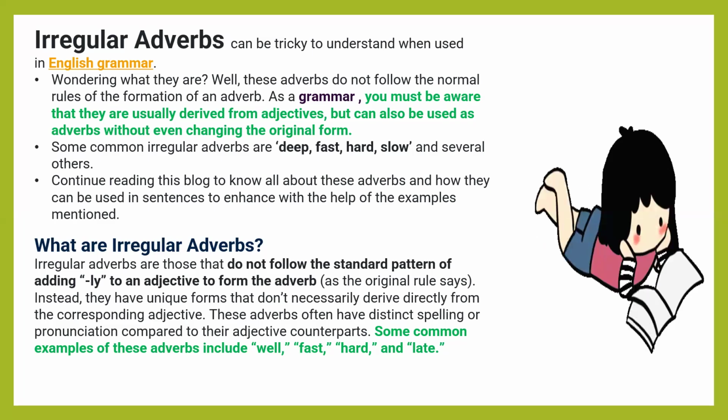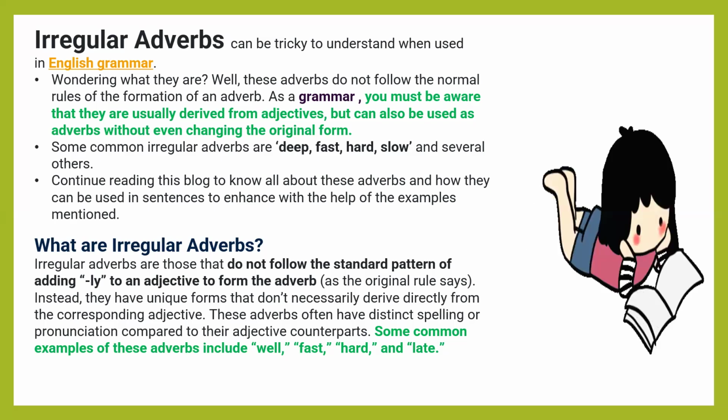So in this way, you will enhance with the help of this blog, with the help of this video, with the help of the example. You can understand and differentiate what irregular adverbs are, which are usually derived from adjectives. Irregular adverbs are those that do not follow the standard pattern of adding the suffix ly to an adjective to form the adverb. As the original rule of adverbs says, irregular adverbs are adverbs that do not follow the standard pattern of adding the suffix ly to an adjective to form the adverb.